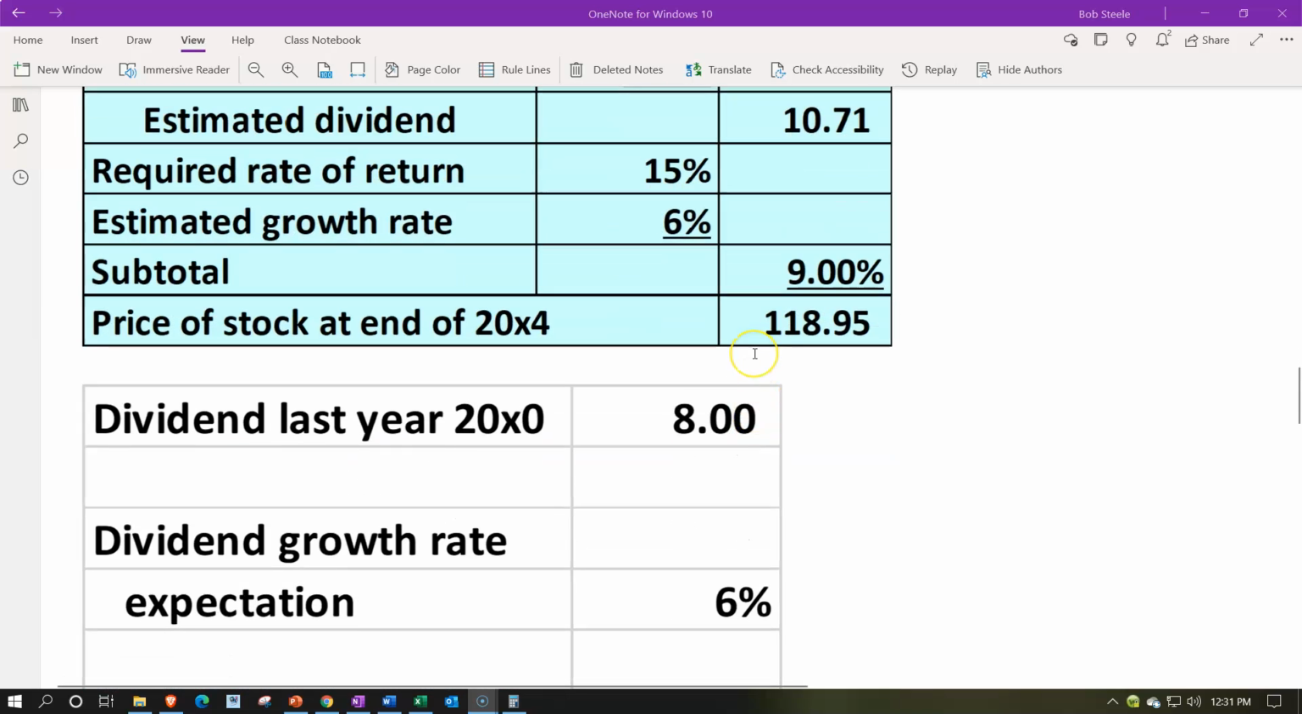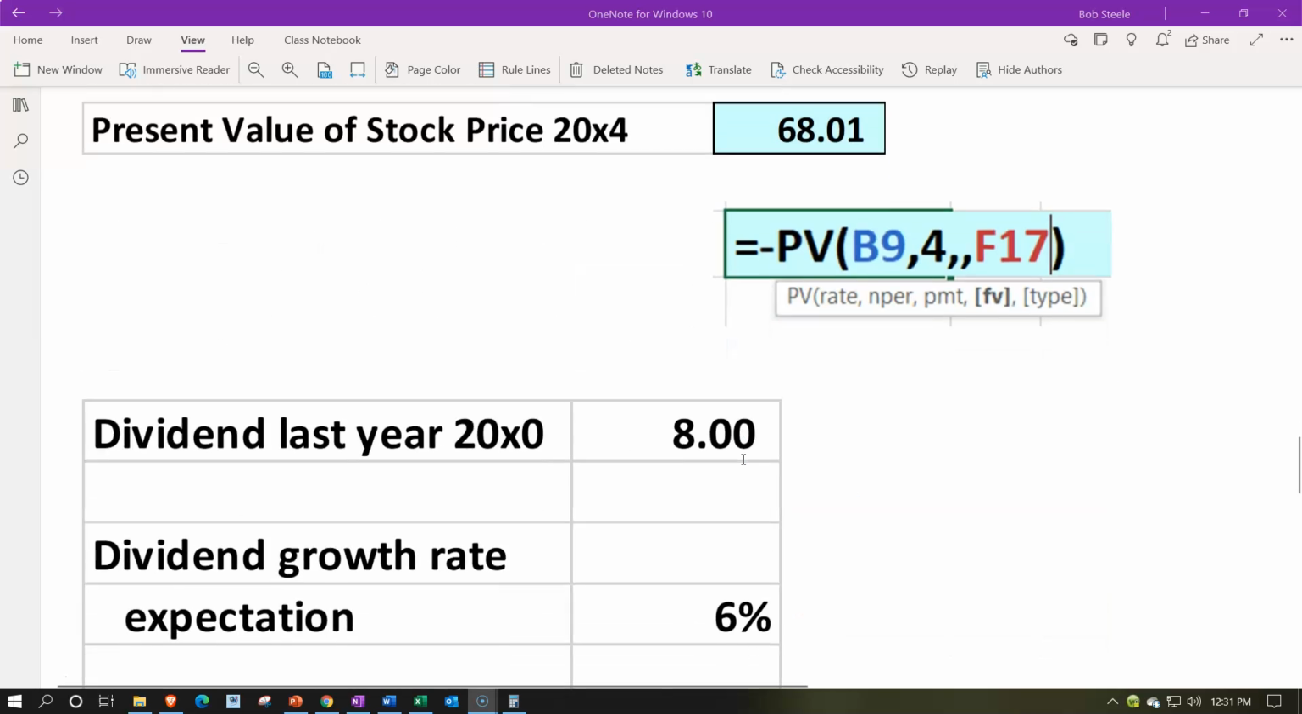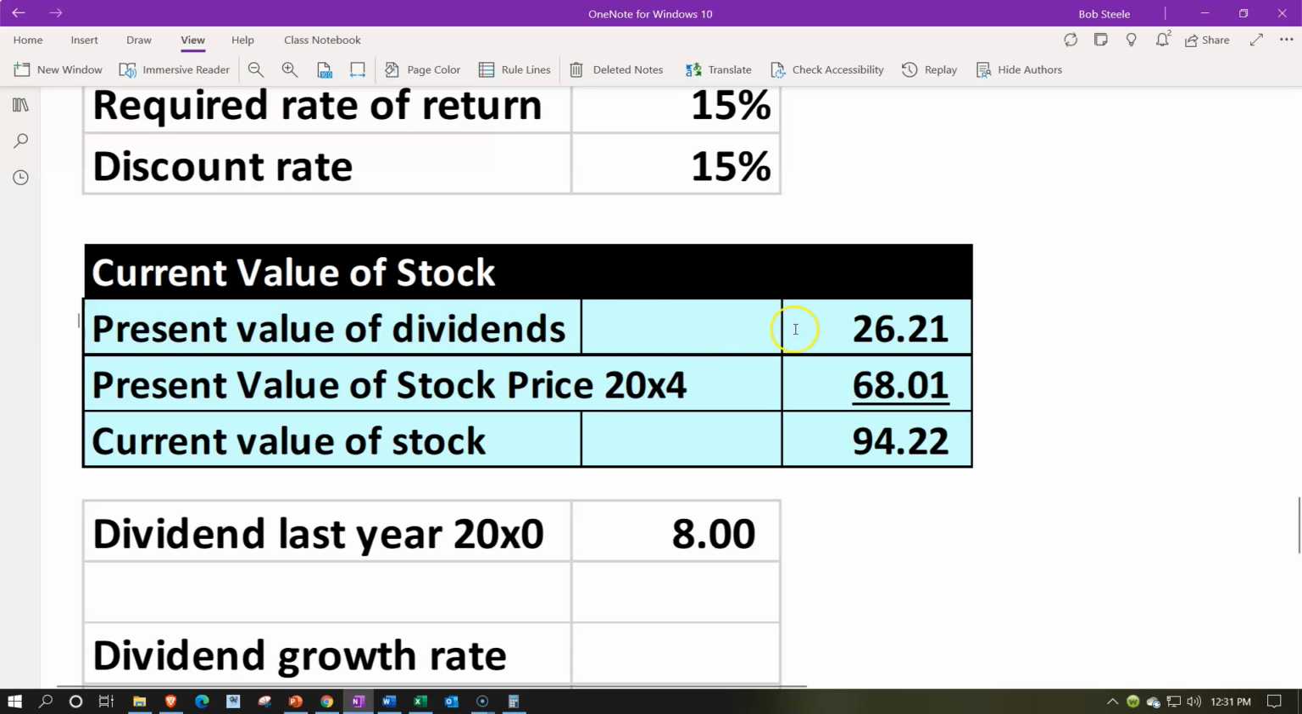And then we present value what we estimate the price to be. We figured what the price is, and then we tried to present value that back to the current time period at the 68.01. So if we add those two things up, we're looking at the present value of the dividends, 26.21. Present value of the stock price is going to be the 68.01. That gives us the current value of the stock at the 94.22.